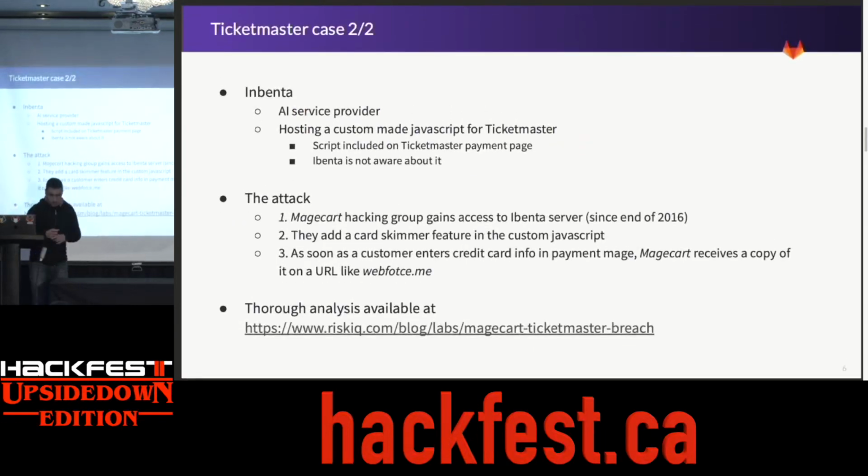So there is a third party in the loop. The third party is called Inventa. I'm not blaming them. It's a Spanish company doing AI stuff for marketing. They made a custom JavaScript specifically for Ticketmaster because they wanted to get some marketing data, and Ticketmaster believed that this company could provide them useful insight.